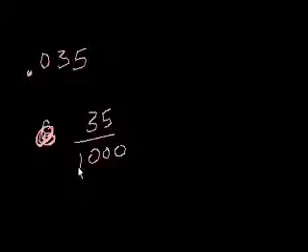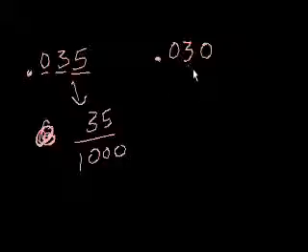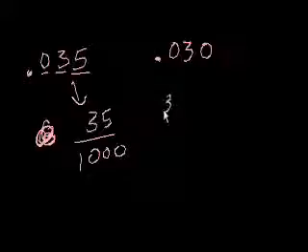And you're probably saying, Sal, how did you know it's 35 over 1,000? Well, because this is the tenths place, this is hundredths, and this is the thousandths place, right? So we went to 3 decimals of significance. So this is 35 thousandths. If the decimal was, let's say, 0.030, there's a couple of ways we could say this. Well, we went to the thousandths place, so this is the same thing as 30 over 1,000.